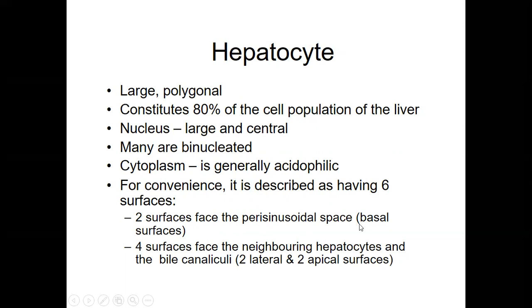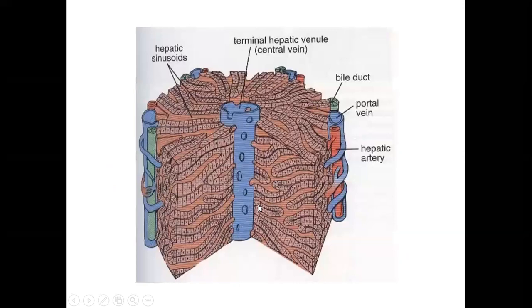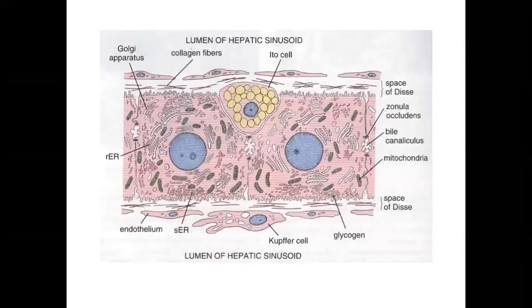The two surfaces face the perisinusoidal space, the basal surface, and four surfaces face the neighboring hepatocyte and the bile canaliculi: two lateral and two apical surfaces. So you can see here.